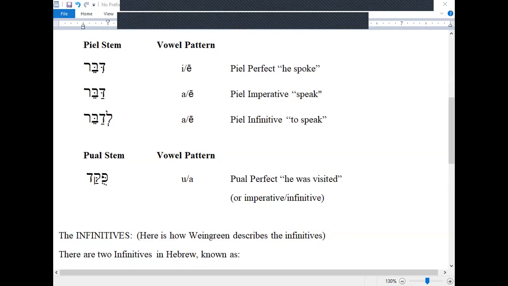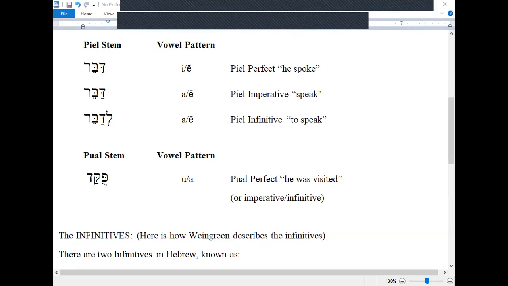And then we have the Piel infinitive construct. And here we have ledaber. Notice we have the lamed with the shewa, followed by the A, long E, long tsere vowel pattern. Again, the doubling of the middle radical in the bet. Ledaber, which would be the Piel infinitive, to speak.